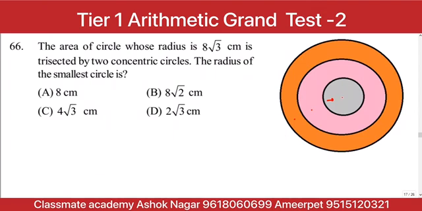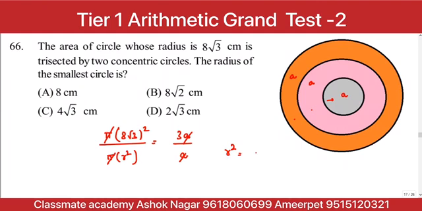Okay, trisection means this area is, if it is A, this is also A, this is also what? A. So larger circle area is what? 3A. Smaller circle area is what? A. Now see here, larger circle is pi into 8 root 3 square. Smaller circle area is pi into r square. Larger circle area is 3A, smaller circle area is A. Yes or no? You cancel pi and pi, A and A. Therefore, r square is equals to 64 into 3 by 3. 3 also cancel. Therefore, what is r? 8. Okay. If radius is root 3 times, means area is 3 times.